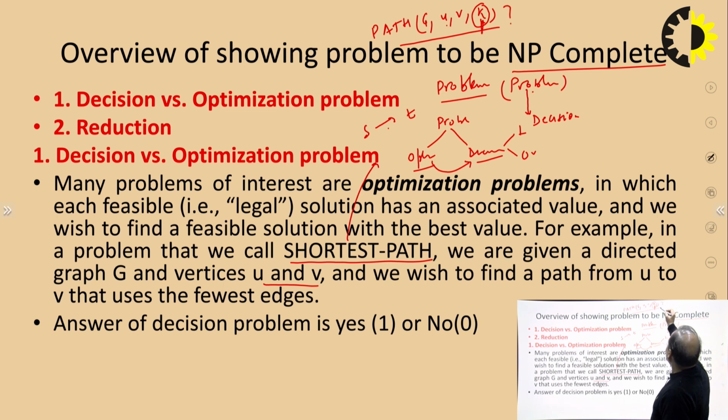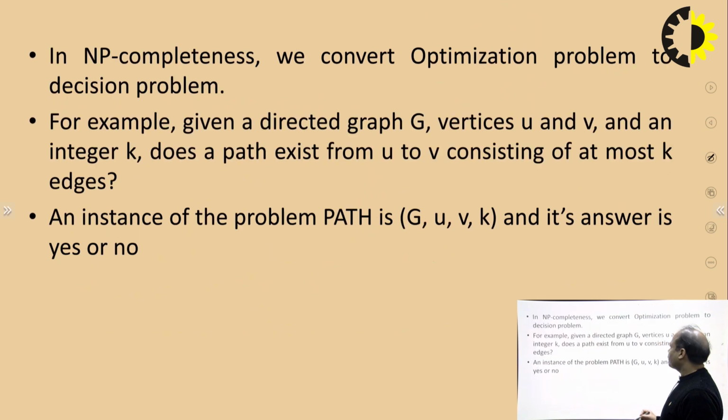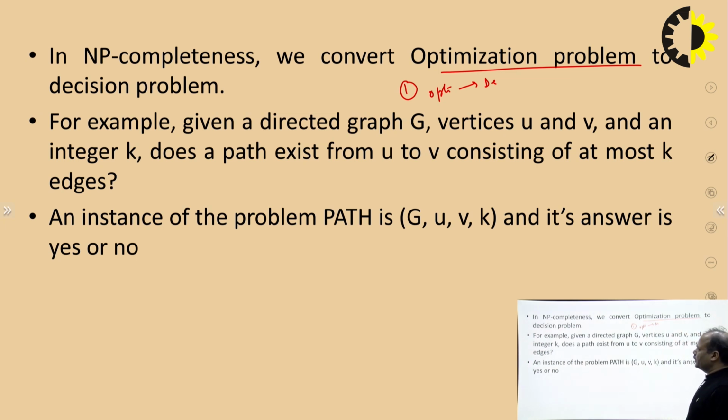So the answer is yes or the answer is no. So this problem is being converted into the decision problem. The answer of a decision problem is always going to be 1 or 0. So we convert the optimization problem to a decision problem. Number one is very simple: you convert the optimization problem to a decision problem. This is step number one if you want to show a problem to be NP complete.